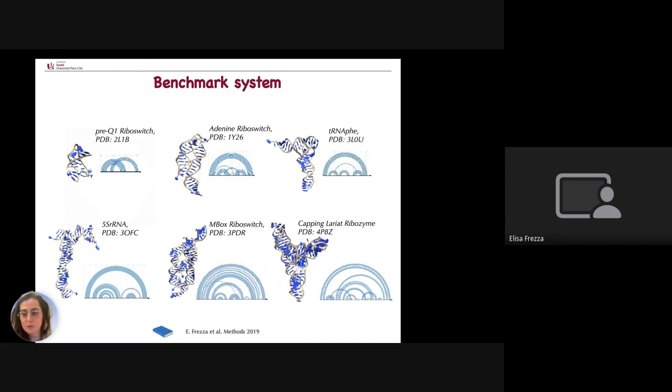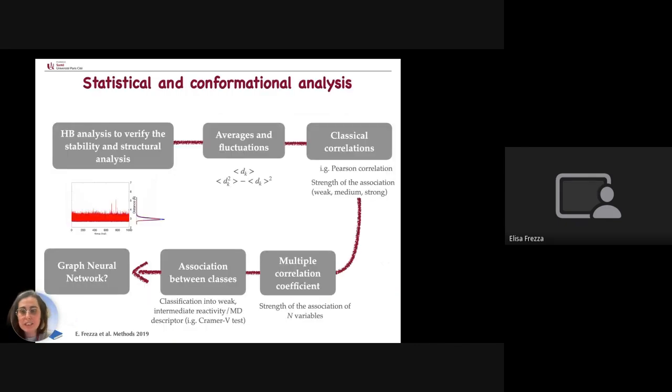Here I use an arc representation, meaning that each arc represents two nucleotides that form a canonical pairing. Based on that, we set up a statistical conformation analysis, starting by validating that our structures were really stable. So we can assess also their average, their fluctuation and their flexibility. We verified that the hydrogen bonds were stable along the simulations.